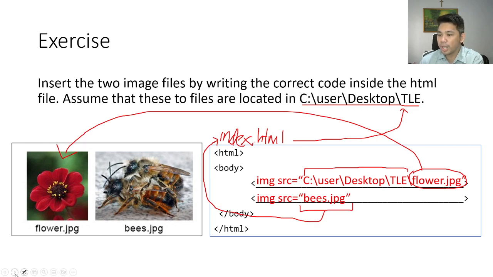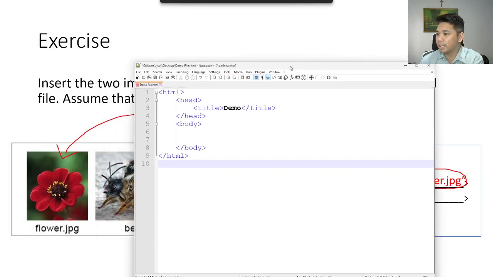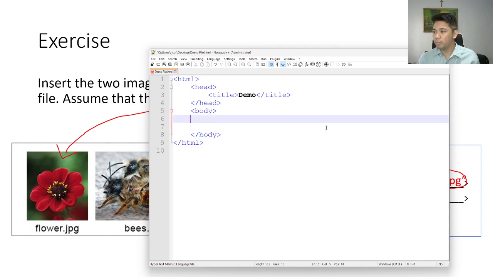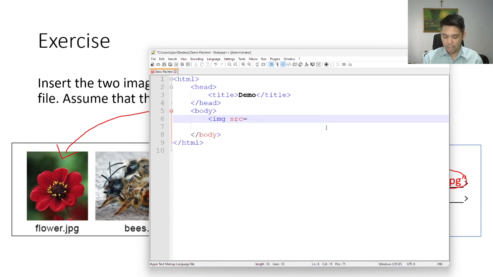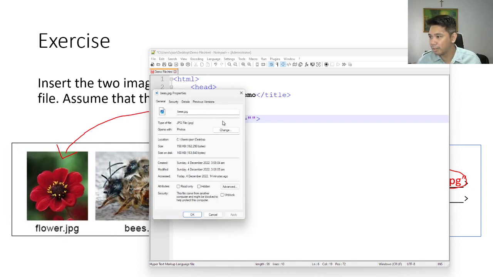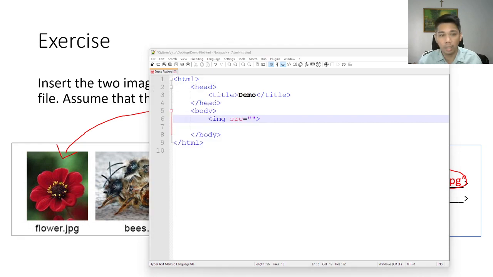So let's try to do this. Let me show you the actual writing of it. Inside the body, we will use the tag img and then src source, and then it will get the resource, and I have it in my desktop. Wait, it's not the actual file, but it's the same file name. So let me just get the path of my desktop. The path of my file, oh wait, this is bees. I need flower.